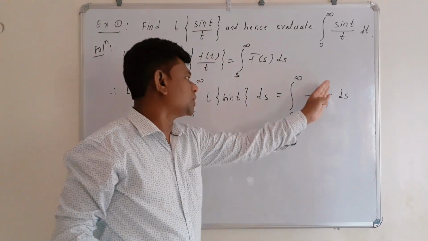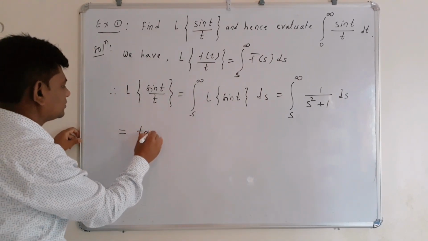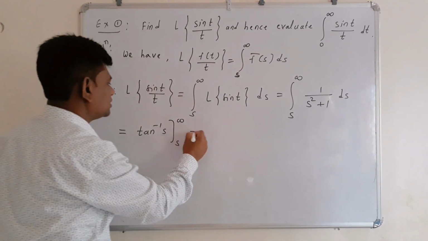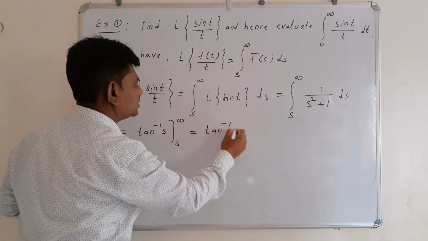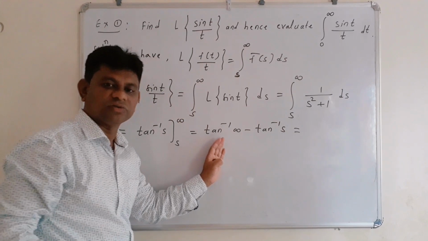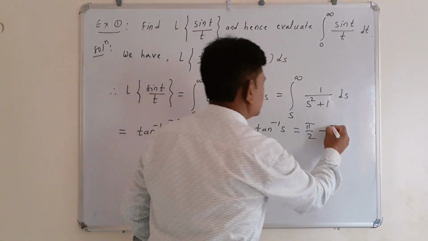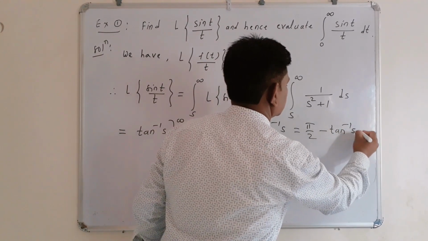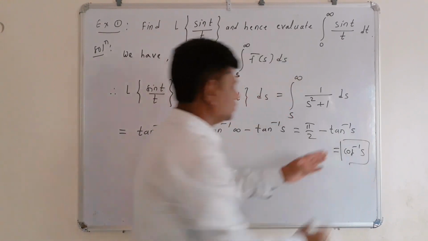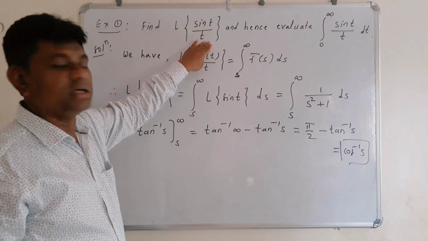Now the integration of 1 upon s square plus 1 is tan inverse s, with limits s to infinity. Now the upper limit is tan inverse infinity minus tan inverse s. Tan inverse infinity is pi by 2, minus tan inverse s, and this is equal to cot inverse s. So therefore this cot inverse s is the Laplace transform of sin t upon t.